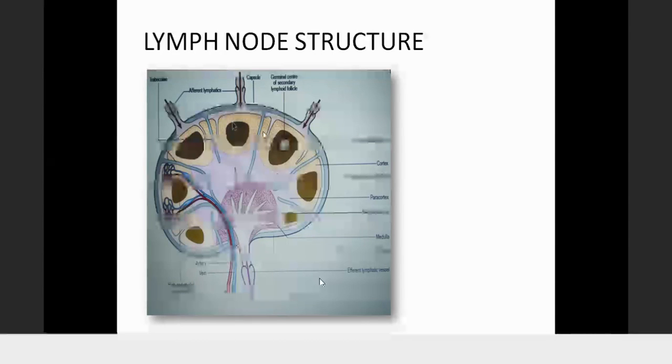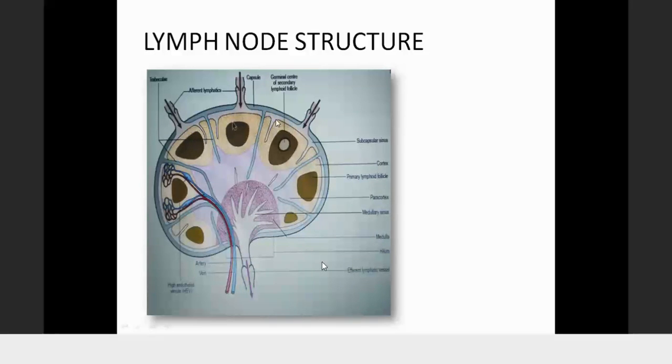So if we cut the lymph node and take a section, you can see in a lymph node there is a capsule, fibrous capsule, and this is the hilum. So these are bean-shaped structures. Lymph nodes are bean-shaped structures having a hilum, and this is the capsule. These are the afferent lymphatics, the lymphatics through which the lymph is entering the lymph node.